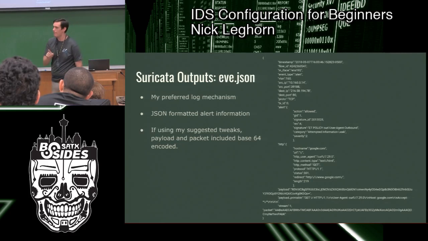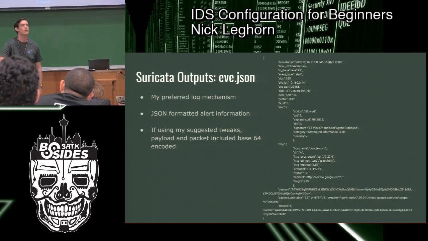Eve.json is by far my favorite way to log out of Suricata. If anyone's familiar with JSON formatted files, it is a JSON formatted file. For those who aren't familiar, basically it's a structure that gives you all the information in pre-named fields. For example, up at the top it gives me a timestamp. I got the timestamp field, it'll always tell me what the field is. I don't have to go guessing what the structure or the schema looks like, it's just always there.